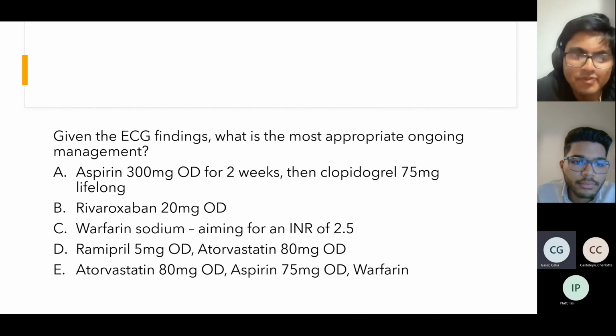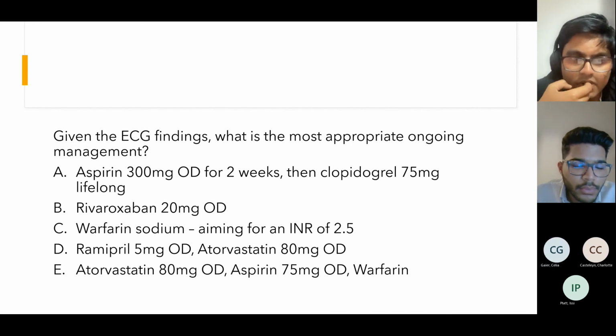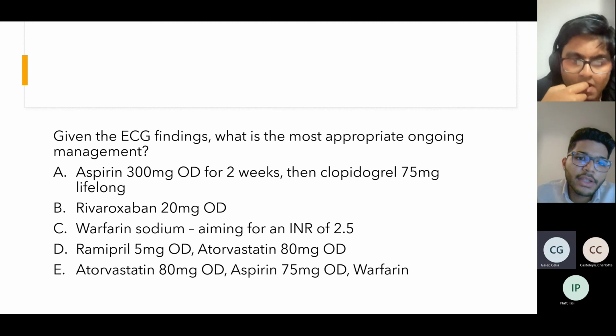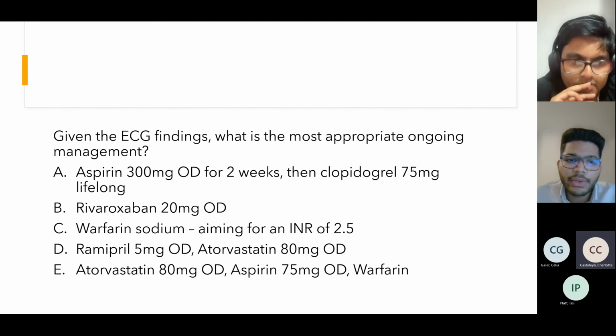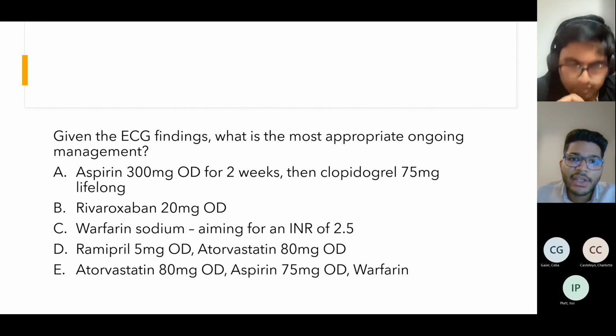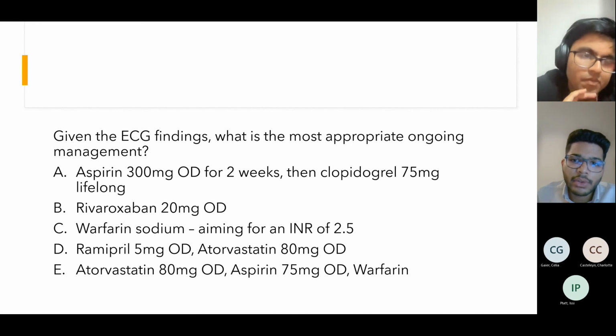Would it be warfarin sodium? Cool. What do you think, Charlotte? I was going to go for A, but I'm not sure. It's just a guess. Yeah, cool. So let's talk through these options. A is a really good option if somebody doesn't have AF. So if he just had a stroke because he has really bad carotid artery stenosis and he's got hypertension, diabetes, he would do A, totally. So 300 milligrams of aspirin for 2 weeks, then clopidogrel lifelong.